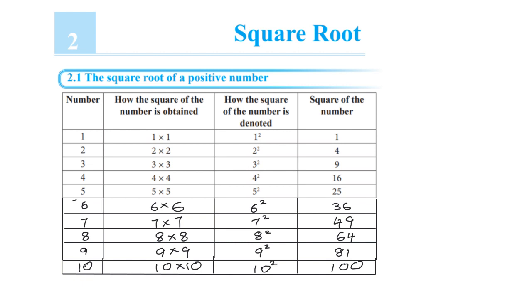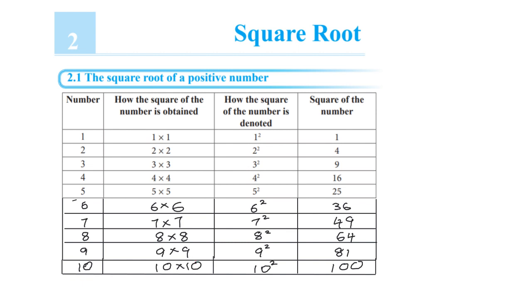Look at this table. Here, 1 into 1, 1 squared equal 1. 2 into 2, 2 squared equal 4. 3 into 3, 3 squared equal 9. 4 into 4, 4 squared equal 16. 5 into 5, 5 squared equal 25. I extended this table up to 10.